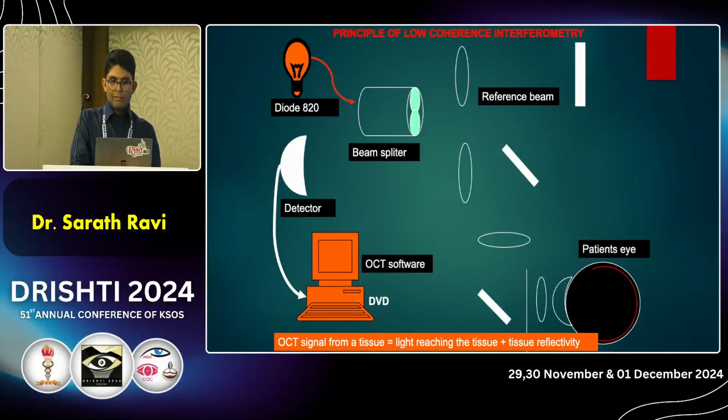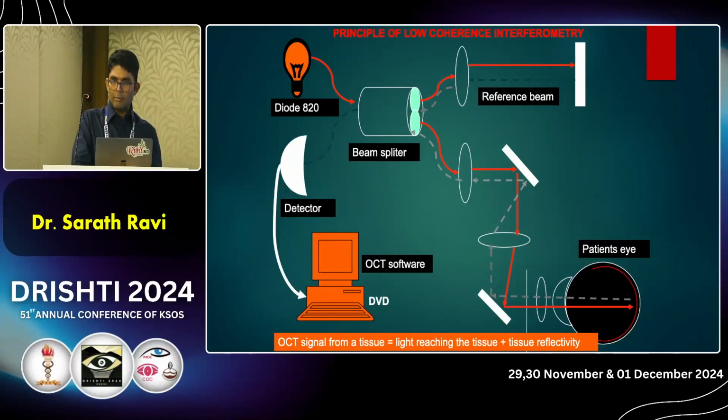The infrared light from the diode source is split by the beam splitter into a reference beam and a measurement beam. The measurement beam is the one that goes into the patient's eye, is reflected back, and reaches the beam splitter to combine with the reference beam, by a phenomenon called interference.